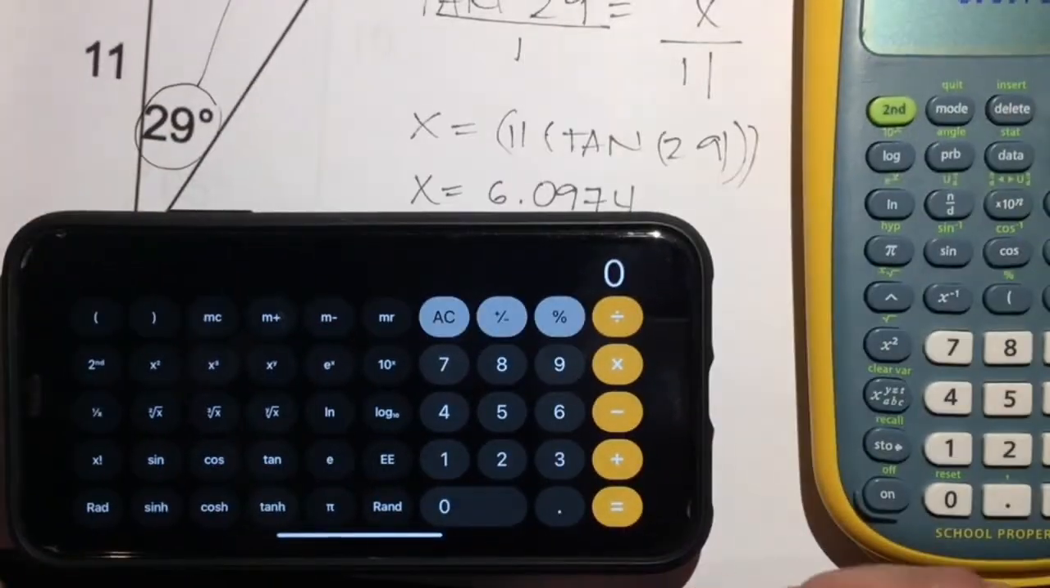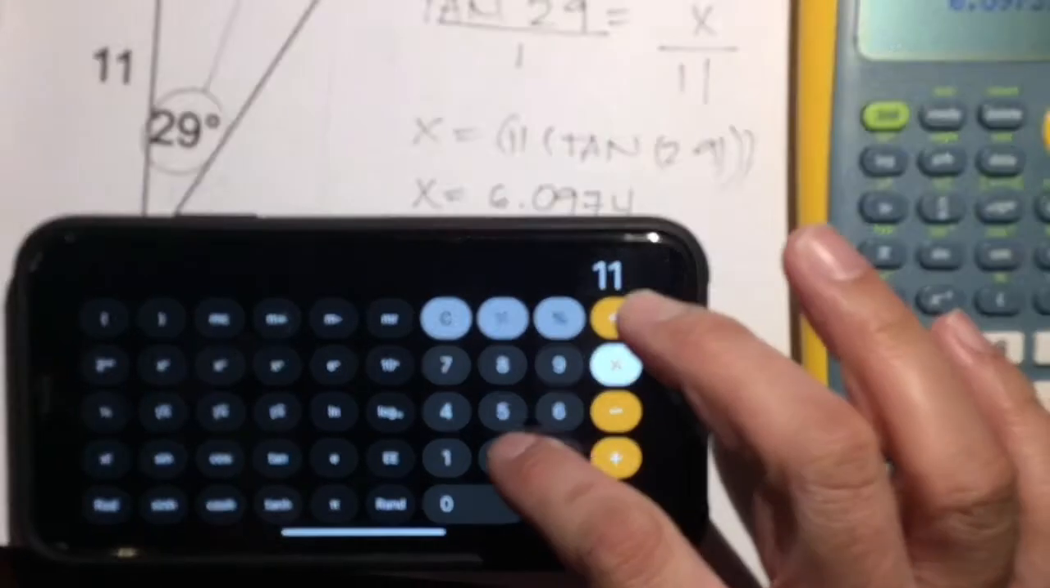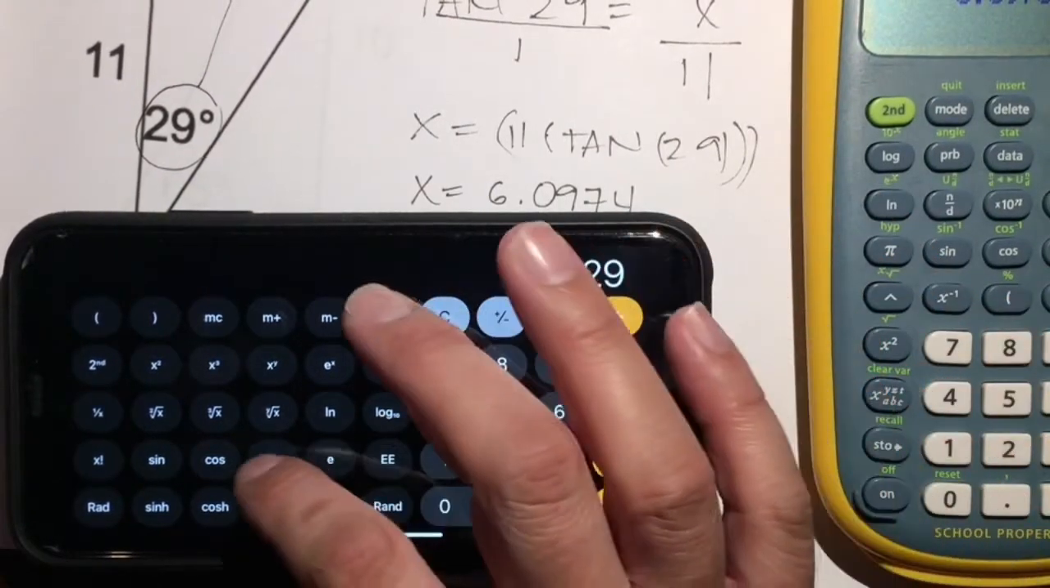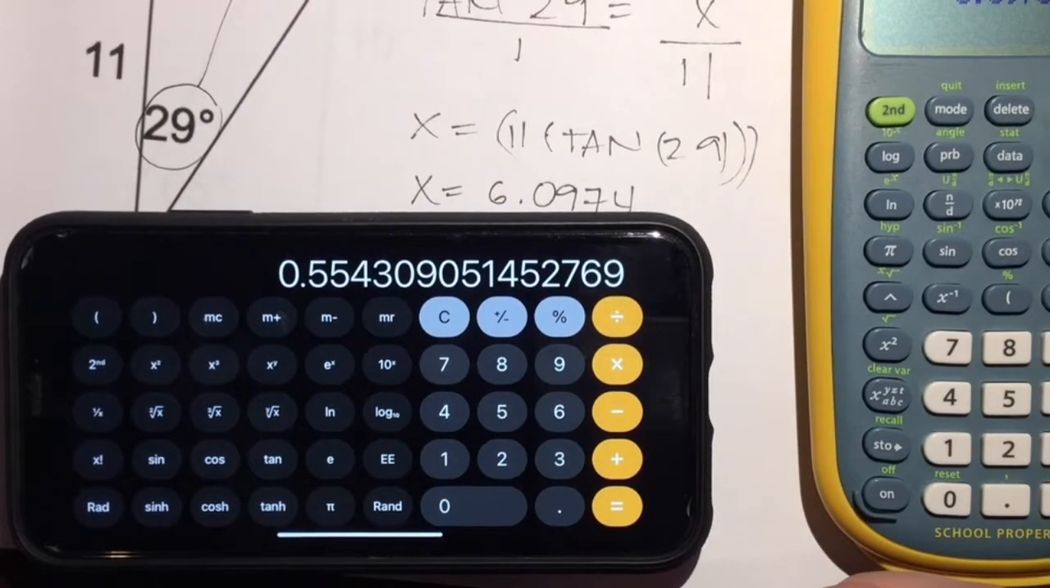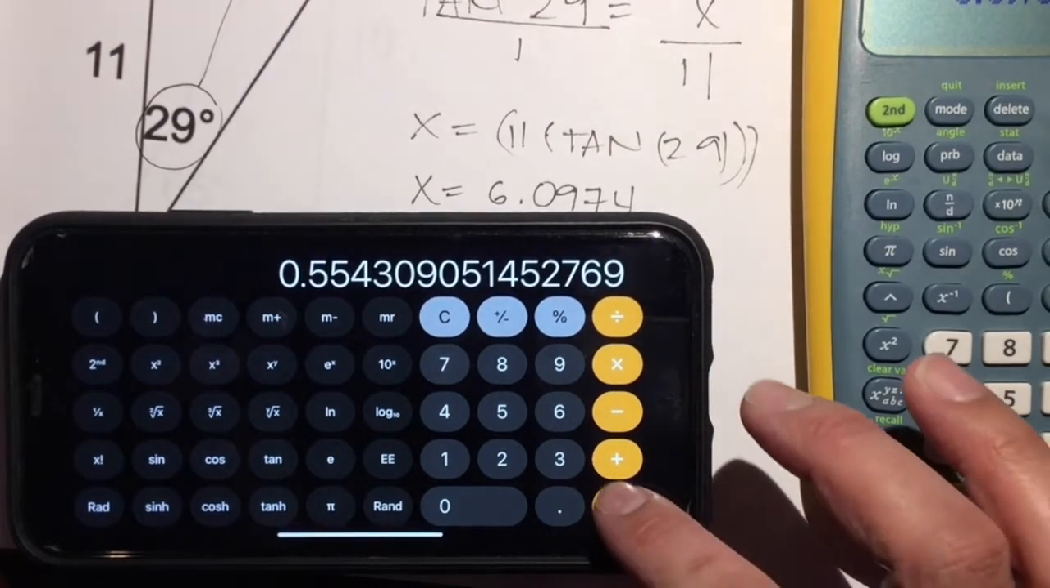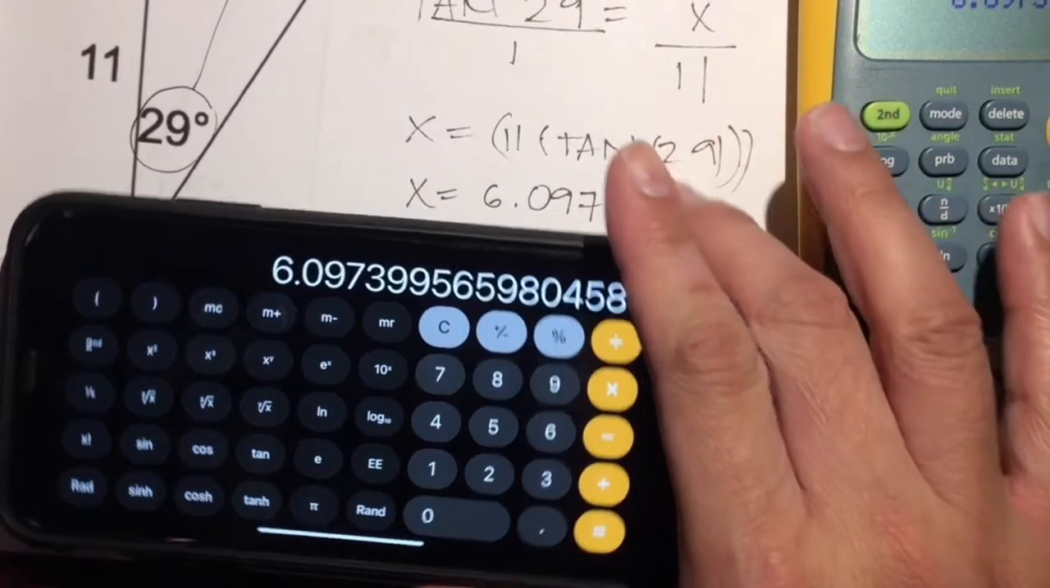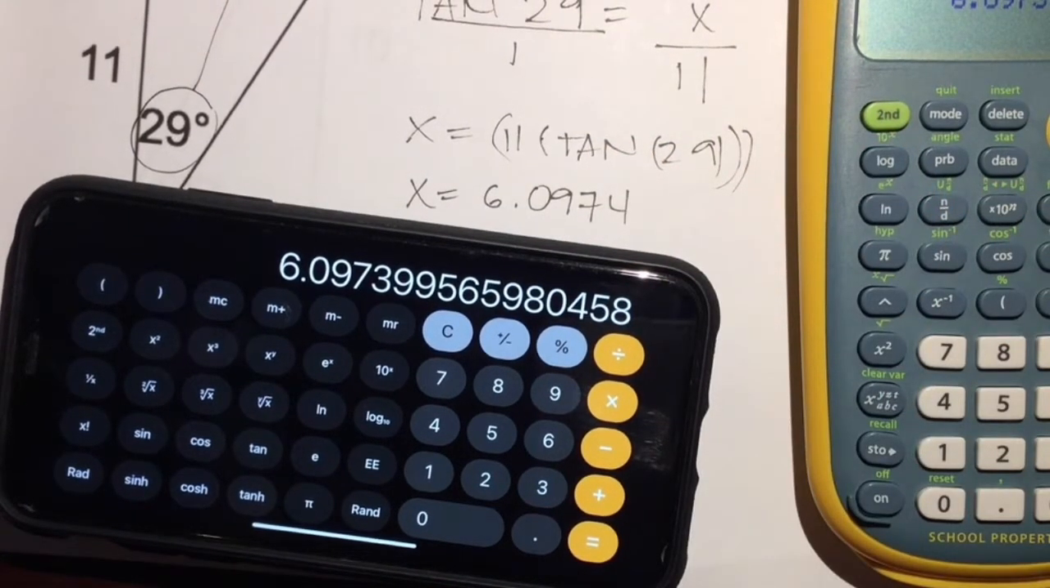Okay, and then same thing. We're going to type in 11 times 29 tangent. Don't freak out. What button did you forget to press? Equals. Look at that, same answer.